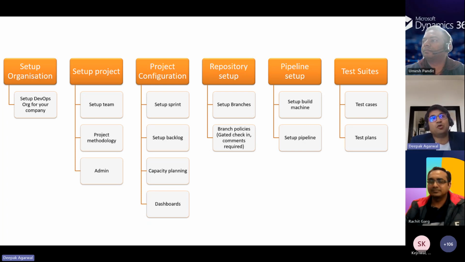So we'll start with how to set up an organization, how to create a project within an organization, and a couple of properties around the project creation. Then we'll see how to configure your projects, where we'll define sprints, set up backlogs, do capacity planning, and design your dashboards. I'll also explain how you can set up your branches and define policies. Good to know about test suites: as they need a separate tool, we have limited setup there. Pipelines, Rachit will cover in depth.